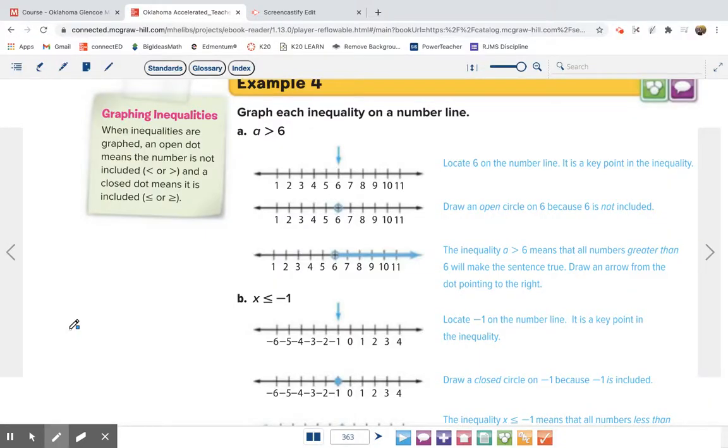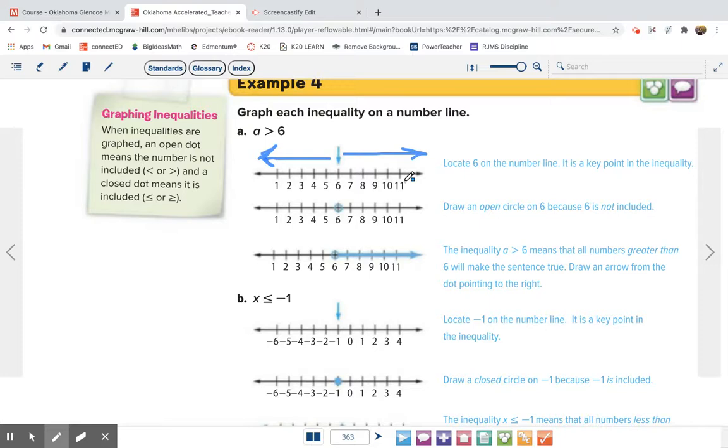Example 4, now we're going to graph inequalities on a number line. So on A, it says A is greater than 6. So you draw yourself a line. I always just put whatever number they're talking about in the middle. When you fill in your number line, it always gets bigger going to the right and smaller going to the left. No matter what number you start on, that is always true. So you have to make sure your number line's in the correct order.